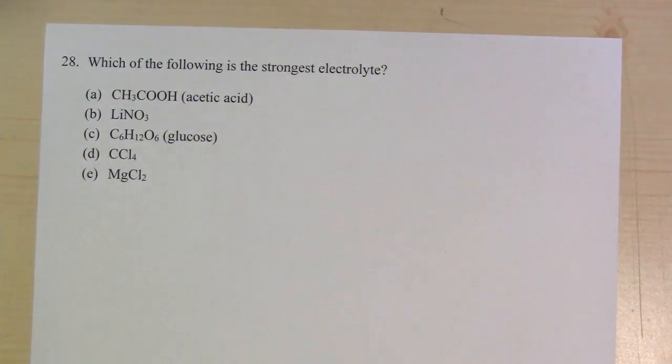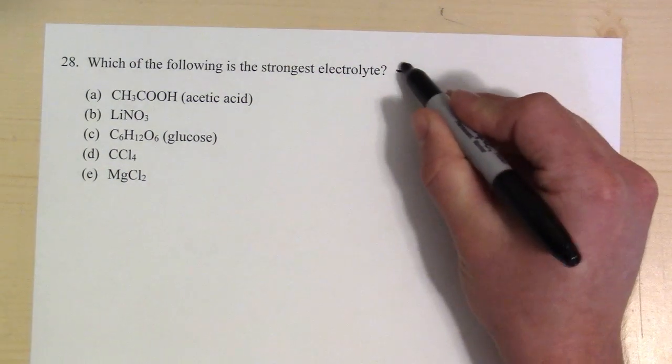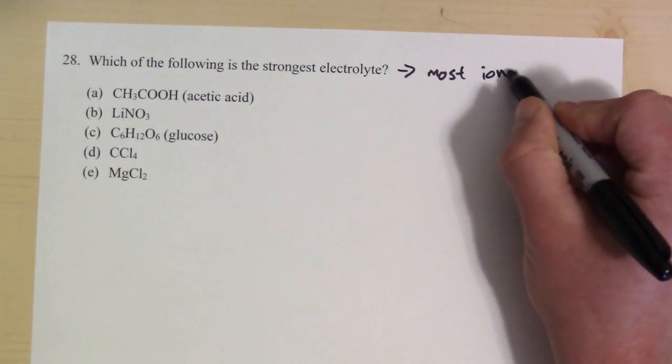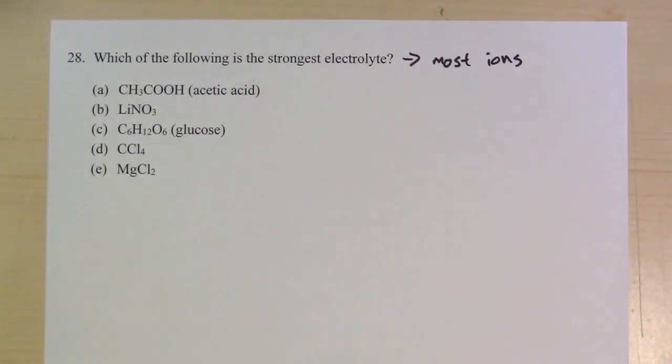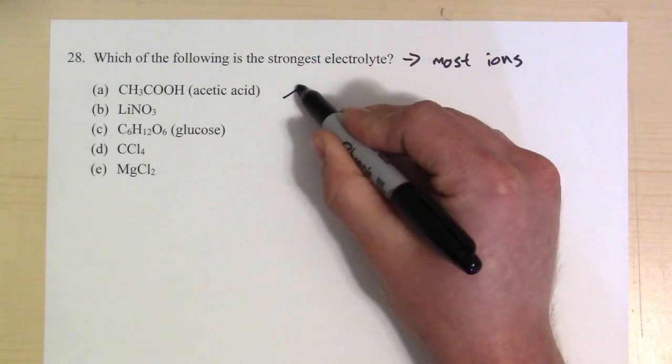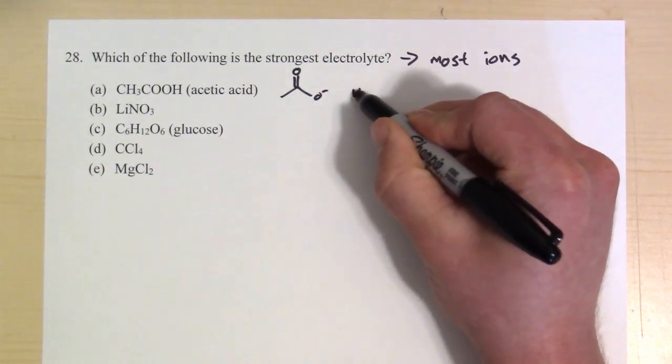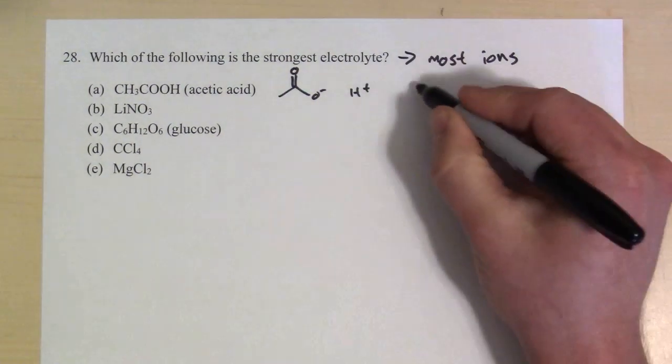Which of the following is the strongest electrolyte? So here we have a couple of electrolytes. The strongest is going to give us the most ions when you dissolve it in water. So when you dissolve acetic acid in water, you will get that, and that. So there's 2.